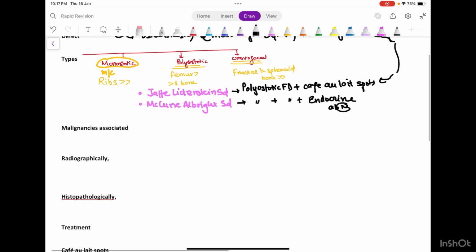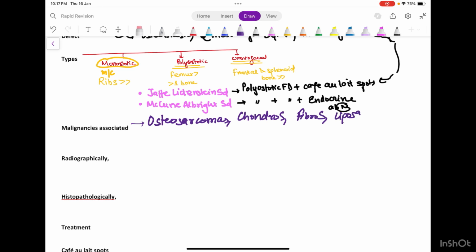Alright, now coming on to the malignancies. In malignancies we can see that it basically can transform into sarcoma. So osteosarcoma, chondrosarcoma, fibrosarcoma, and liposarcoma.